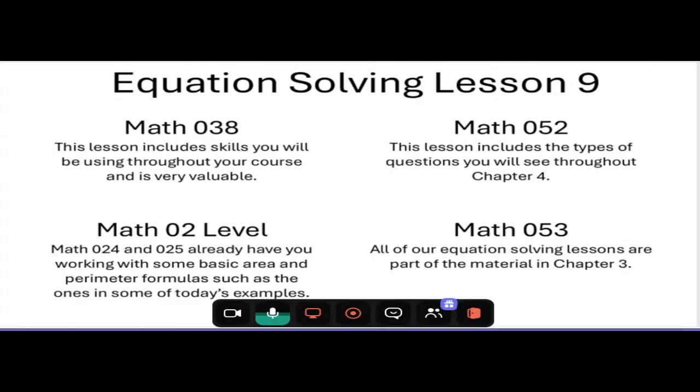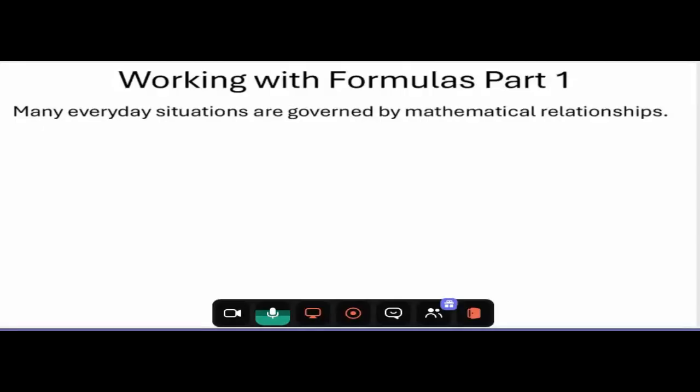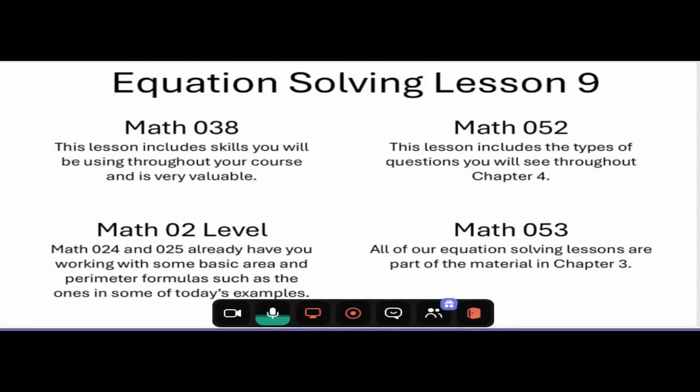However, Math 052, Chapter 4, you have to do literally everything that is in this lesson as well as Math 038, everything that is in today's lesson. So I am calling this Working with Formulas Part 1. We will go on to Part 2 and Part 3. Parts 1 and 2 are relevant for Math 038 and 052 as well as 053. Only the third part is really just a Math 053 topic, when we get to that one. That won't be till the last lesson in the next class.